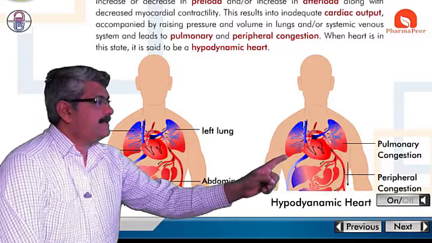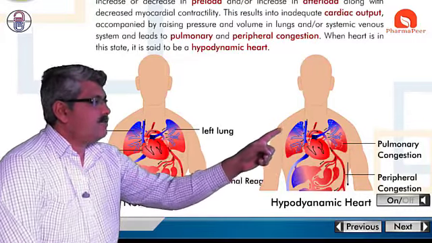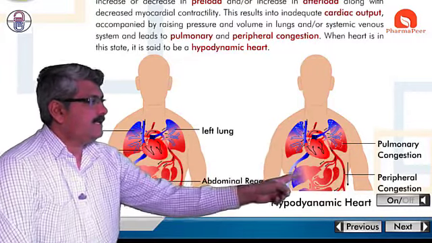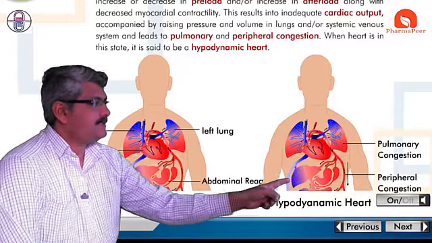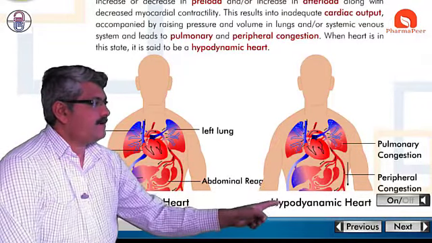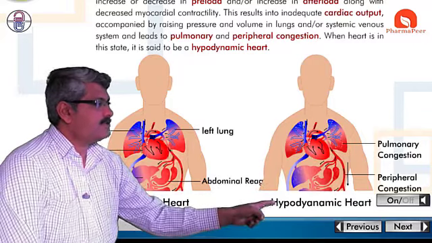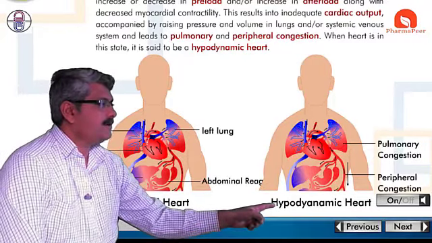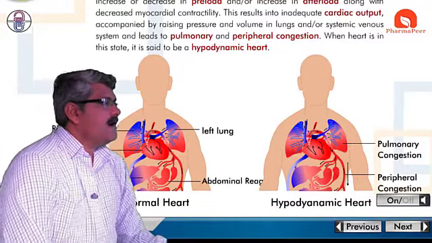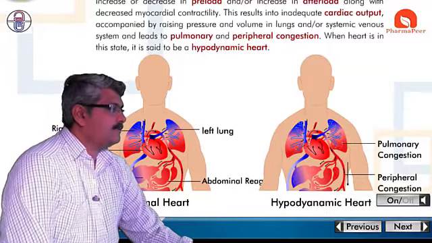Due to the irregularity, in the lungs the holes are there, as well as in the liver area, some gap is seen here. So what is that? It gives an indication that the heart is not working properly. That we call a hypodynamic state of the heart.